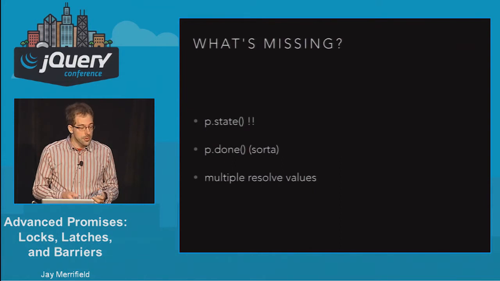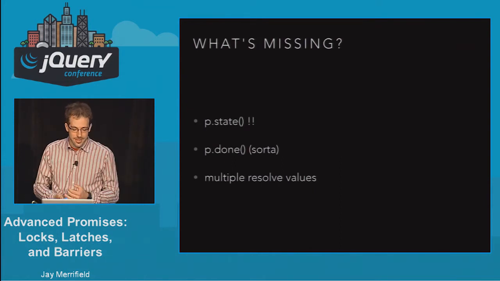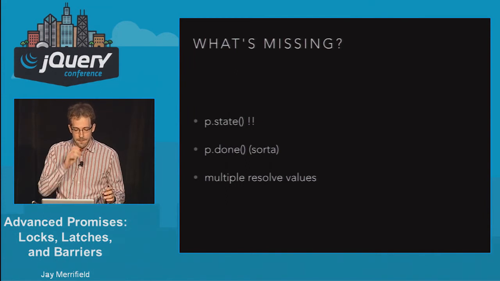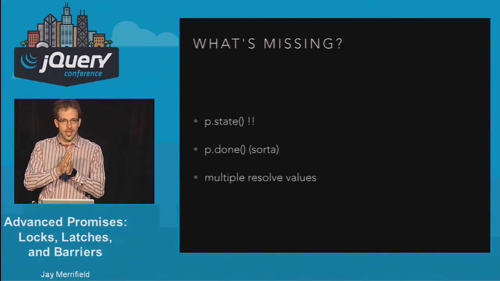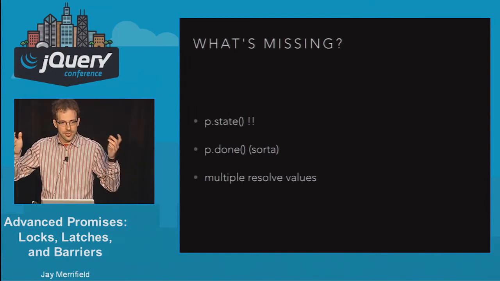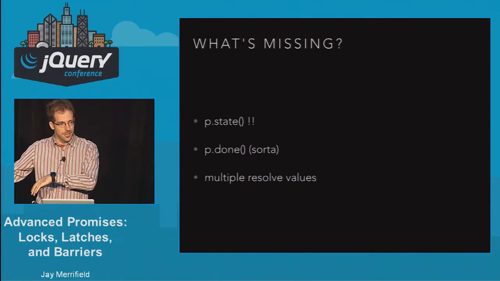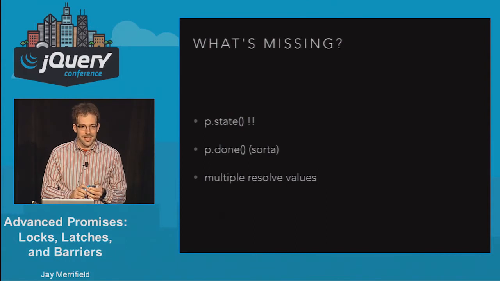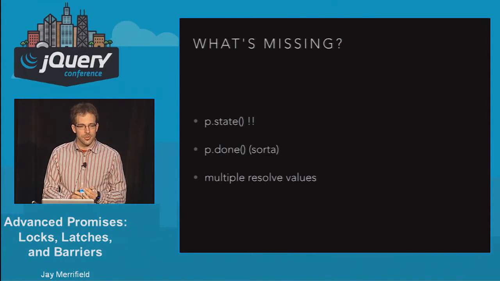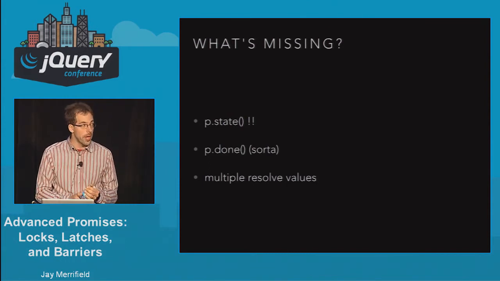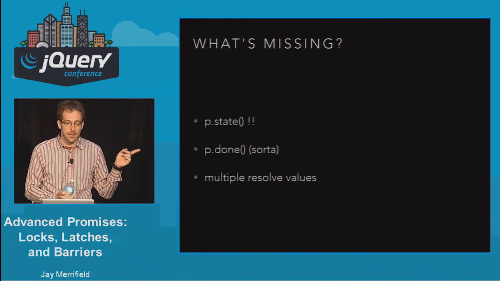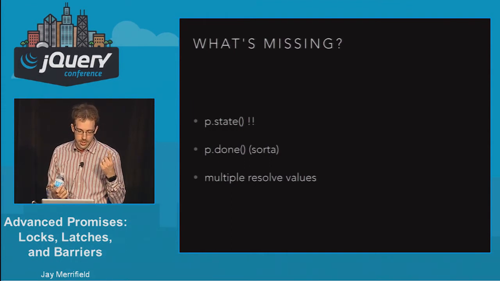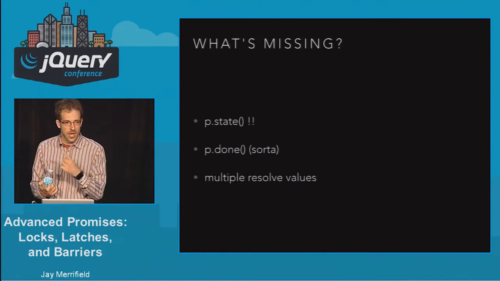And multiple resolve values. This is something that I'm having to unlearn. When I first used jQuery, if you say .resolve and you give it like three parameters, it will pass those three parameters to the resulting function. It'll just unravel them all. But I haven't seen anyone else do it that way. Q definitely doesn't do it that way. The promise in the browser doesn't do it that way. There is one result and that gets handed over.